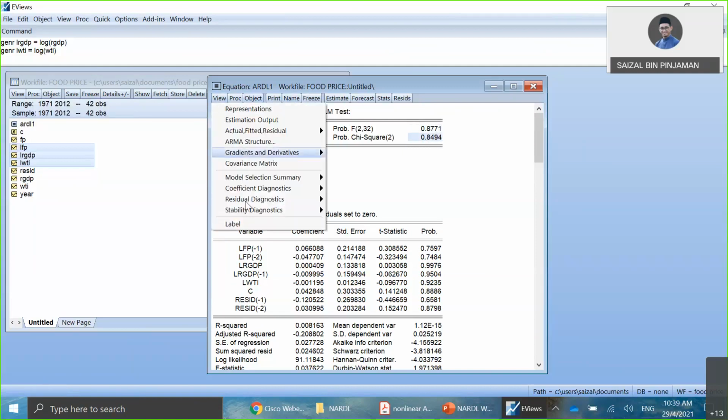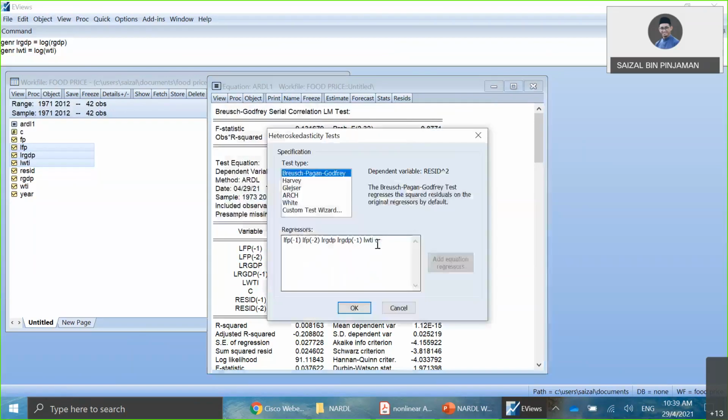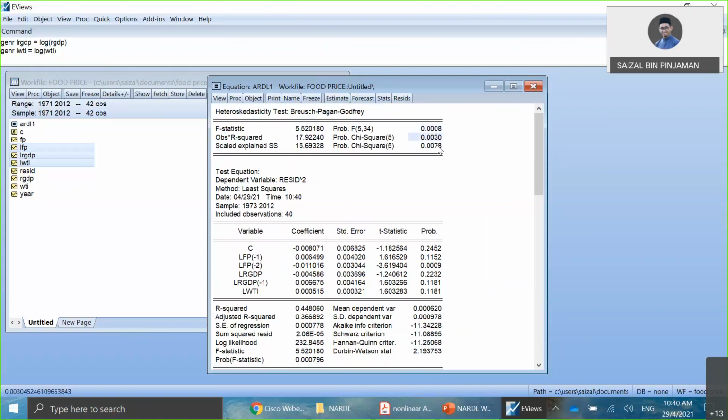So you can continue with the heteroscedasticity test. Here you can run the Breusch-Pagan-Godfrey test. We have various types, but let us use the Breusch-Pagan-Godfrey test. Make sure, before you choose a specific type of any test, be it serial correlation or heteroscedasticity, that you understand what that specification represents. So click OK. We use Breusch-Pagan. Here, unfortunately, we have a heteroscedasticity problem.